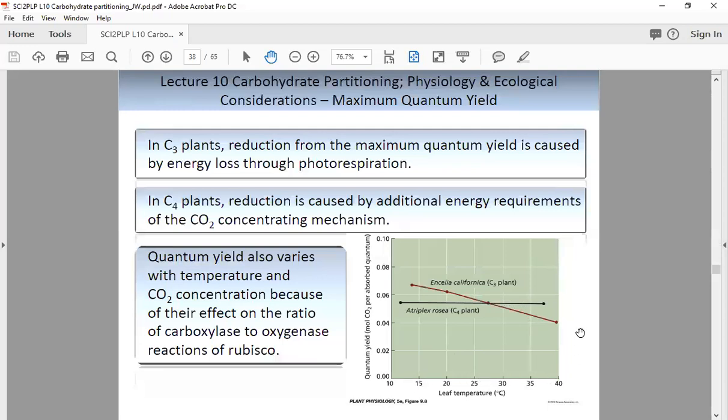So this is actually a very useful graph for you to remember and be able to explain why at low temperatures quantum yield is higher in C3 than C4 plants, and then how this is reversed, as we can see over here, with increasing temperature. So if you can explain that, that would probably be quite useful.